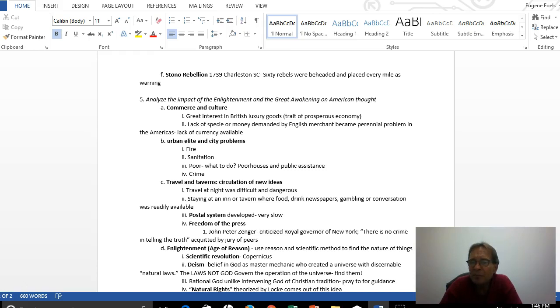Britain is a very prosperous country. It has become the leading empire in the world by the end of the 1700s. There is a great interest in British luxury goods. It is a trait of a prosperous economy that they're going to make more high-end products for those that have the money to buy them, and many people did, such as the plantation owners in the Americas.